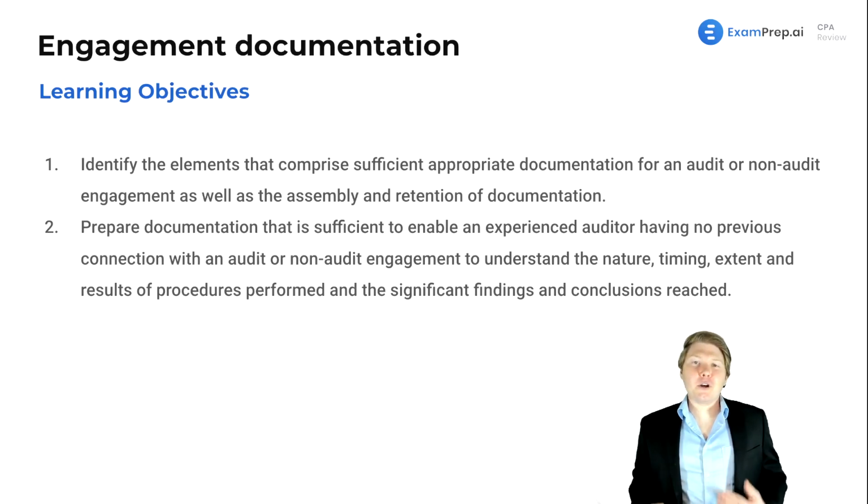So we need sufficient appropriate evidence, documentation of that evidence in our work papers for an audit and non-audit engagement, as well as the assembly and retention of that documentation. We can't just immediately throw that out the next year or the year after that. We'll actually see the rules involving that, as well as how you should put together and structure all of this documentation.